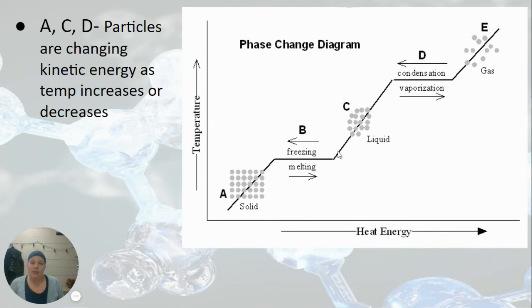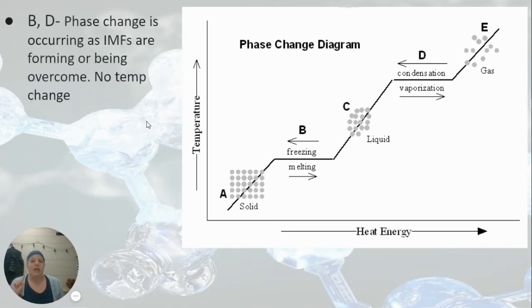The same thing happens in the liquid phase. If I go anywhere from the melting point up to the boiling point, as I heat it up, the particles move faster. As I cool it down, the particles move slower. And the same thing happens in the gas phase. Once I hit 100 and I'm in the gas phase, my particles move faster. So anytime you heat something up, as long as it's changing temperature, your particles are moving faster, okay?